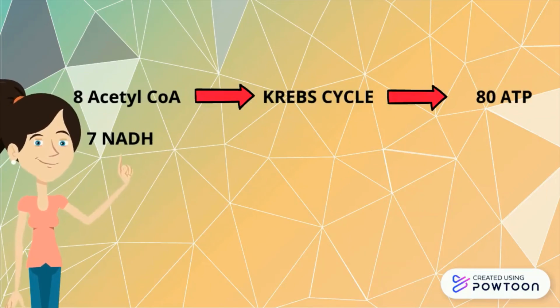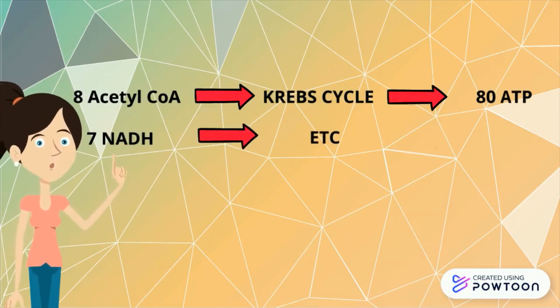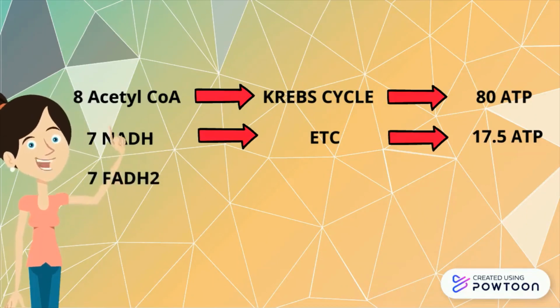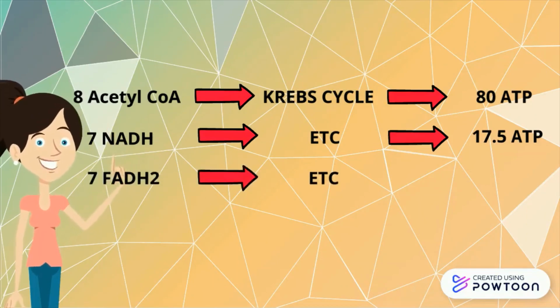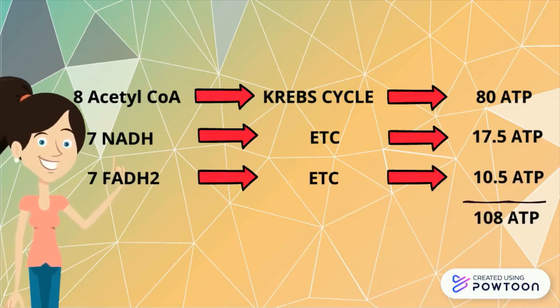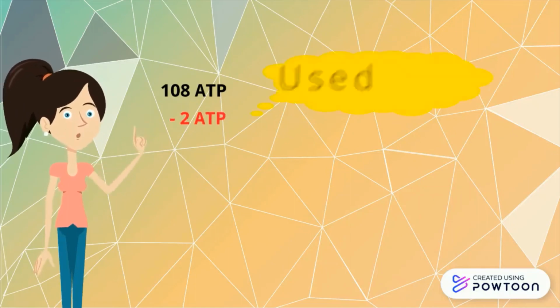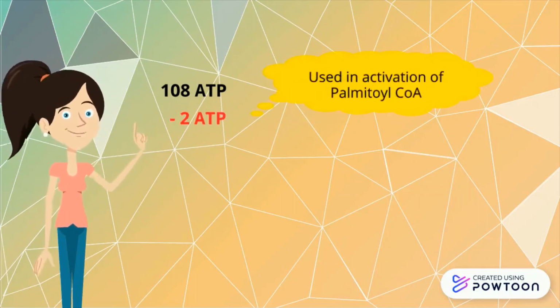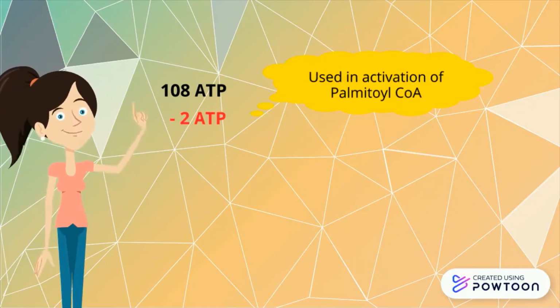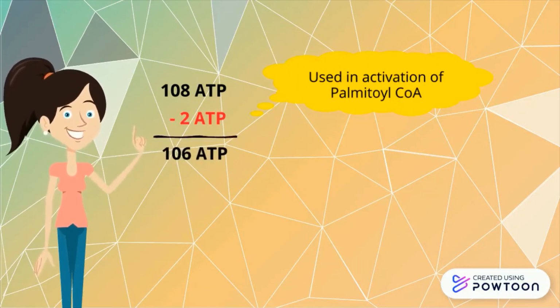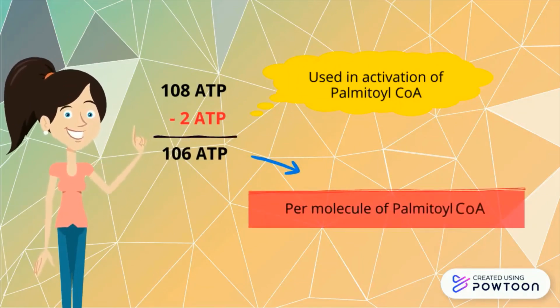7 molecules of NADH will give 17.5 ATP through the electron transport chain, and similarly 7 molecules of FADH2 will give 10.5 ATP through the electron transport chain. In total we have 108 ATP, but it is crucial to deduct 2 ATP which has been used for the activation of palmitoyl-CoA. The energy yield through the 16-carbon fatty acid is 106 ATP per molecule of palmitoyl-CoA.